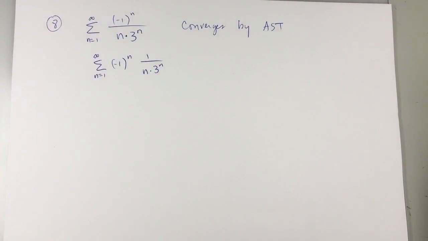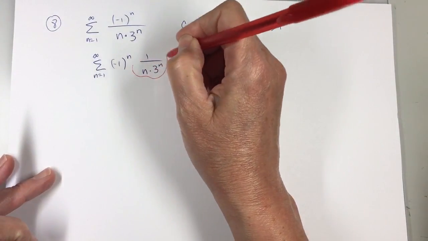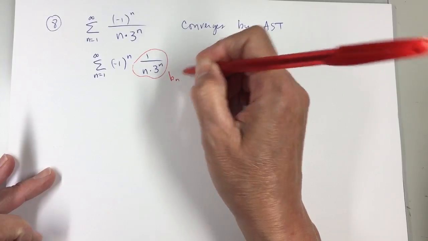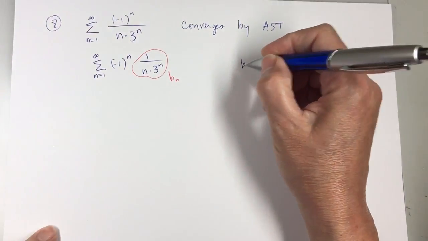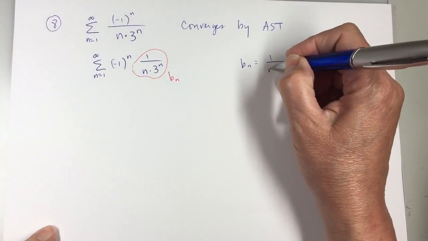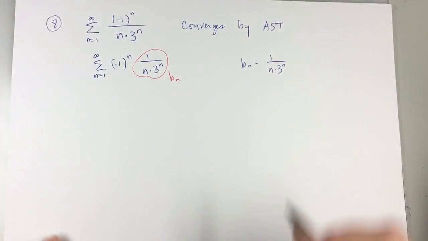So b sub n is this term. B sub n is 1 over n times 3 to the n. And I'm just going to find a few terms instead of finding partial sums like I did on the last problem. This one they want to know how many terms in order for the error to be less than 0.0001.